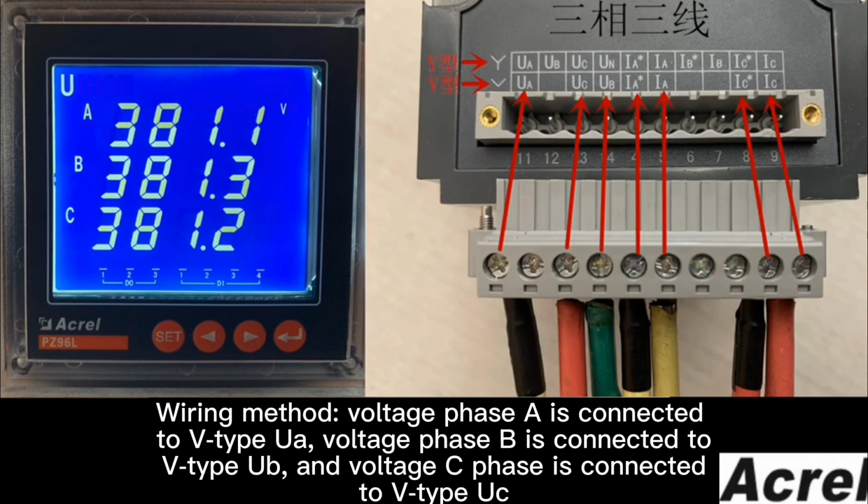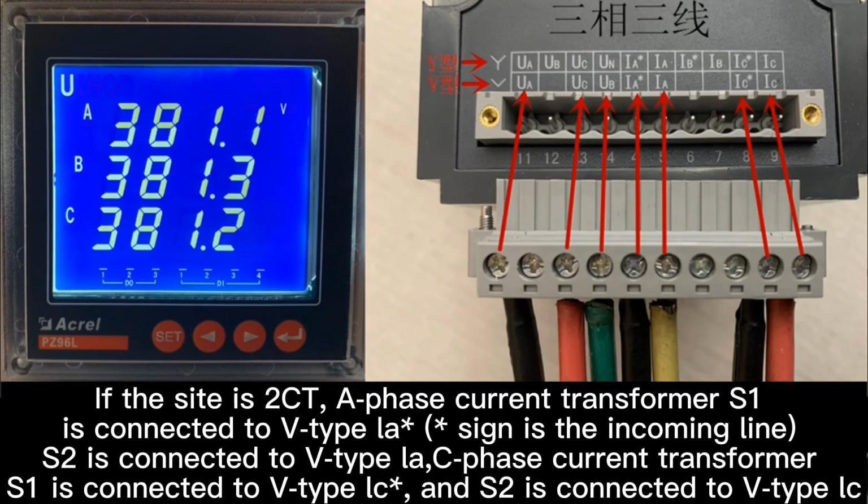Voltage phase A is connected to V-type UA. Voltage phase B is connected to V-type UB. If the site is 2CT, A phase current transformer S1 is connected to V-type IA. S2 is connected to V-type IA.